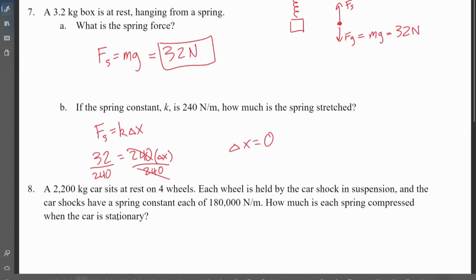Oh, it's given up on me again. 0.133. X is in units of meters. All right. So that's how much it's stretched.